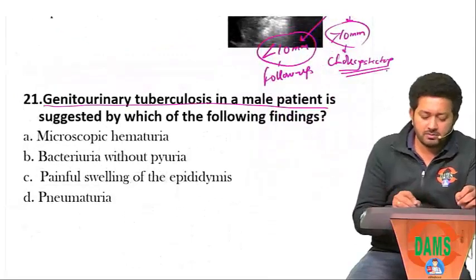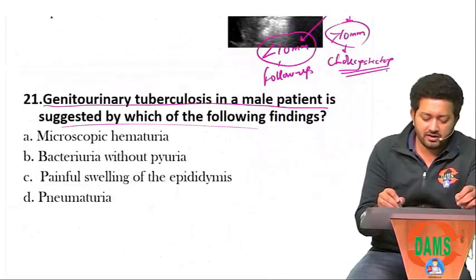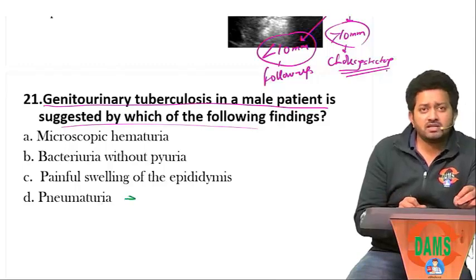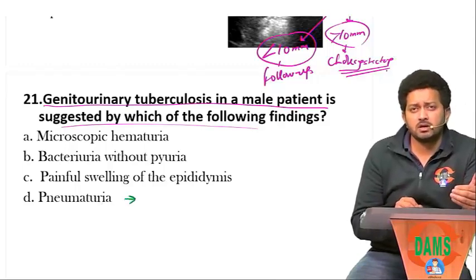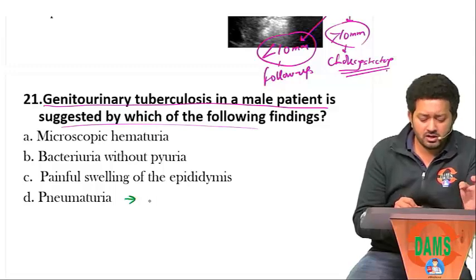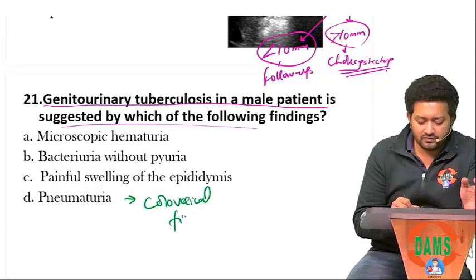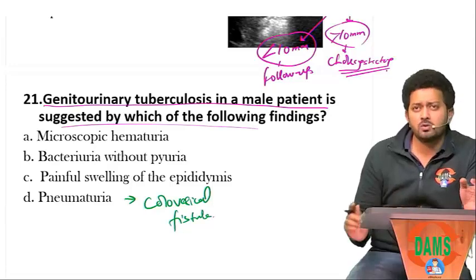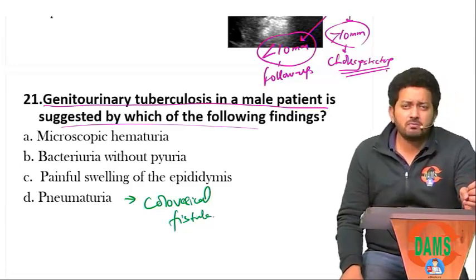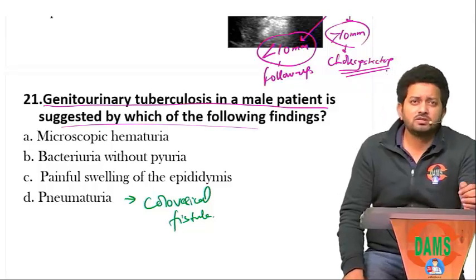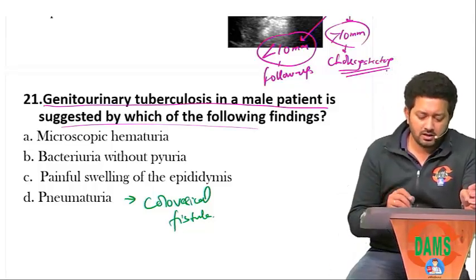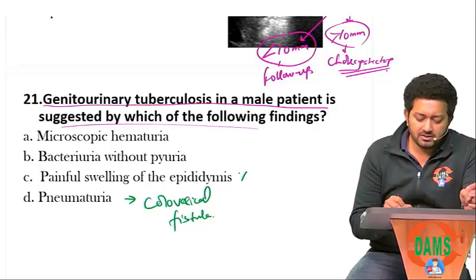Genitourinary tuberculosis in a male patient is suggested by which of the following findings? Pneumaturia is a condition where you will see air or bubbles coming in the urine. Usually it is seen when there is a colovesical fistula, a fistula between the colon and the urinary bladder, many times in case of diverticulosis. Painful swelling of the epididymis is not a feature of TB.